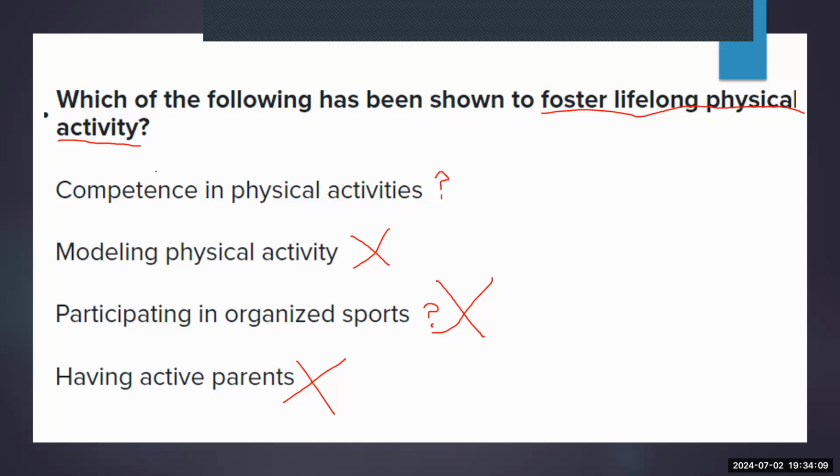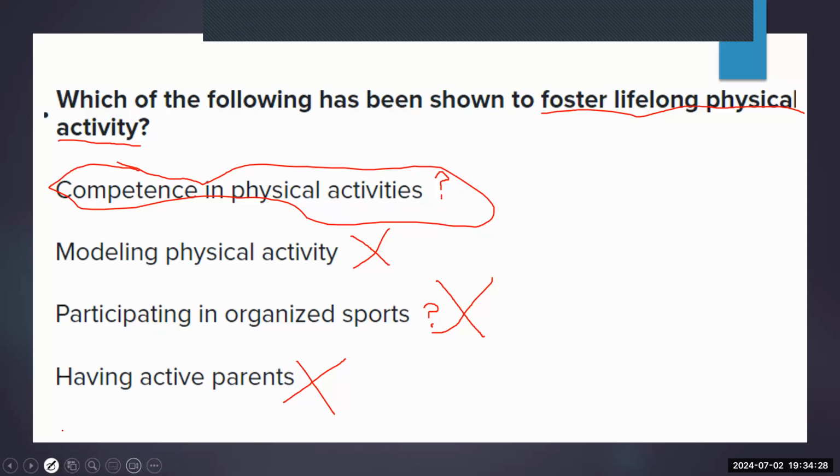We're looking at colleges now, and he wants to continue wrestling through college because he feels like he's good at it. He wants to continue that activity. So once they have competence in that physical activity, they're going to want to continue it. We want to make sure we're teaching them how to be confident in it. They know the rules, they know how to play, and they know how to do it well, because that's what makes them want to continue in it.